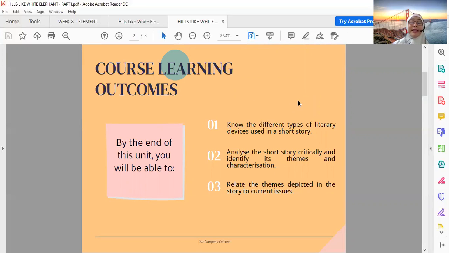Hopefully in the next 2 weeks, we are going to focus on this short story. By the end of the 2 weeks, or this unit, you'll be able to know the different types of literary devices used in the short story. You are able to analyze the short story critically and identify its themes and characterization, as well as relate the themes depicted in the story to current issues.